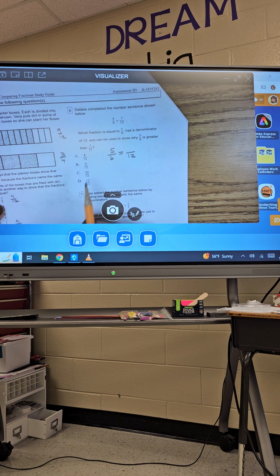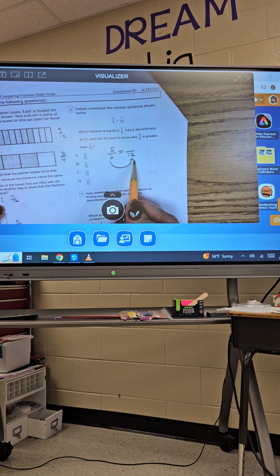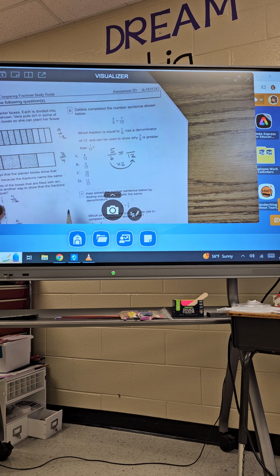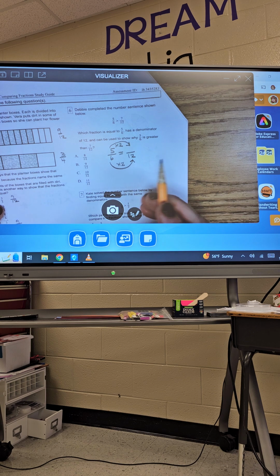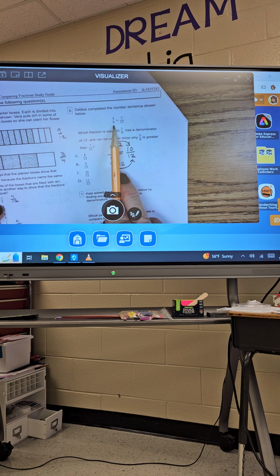Okay? 6 becomes a 12 by multiplying by 2. Whatever I do to the bottom, I have to do to the top. 5 multiplied by 2 is, yes, 10. So 10/12 is going to be equivalent to 5/6, and if I plug that back into the top, 10/12 is greater than 7/12. So I am correct. So C is my answer.